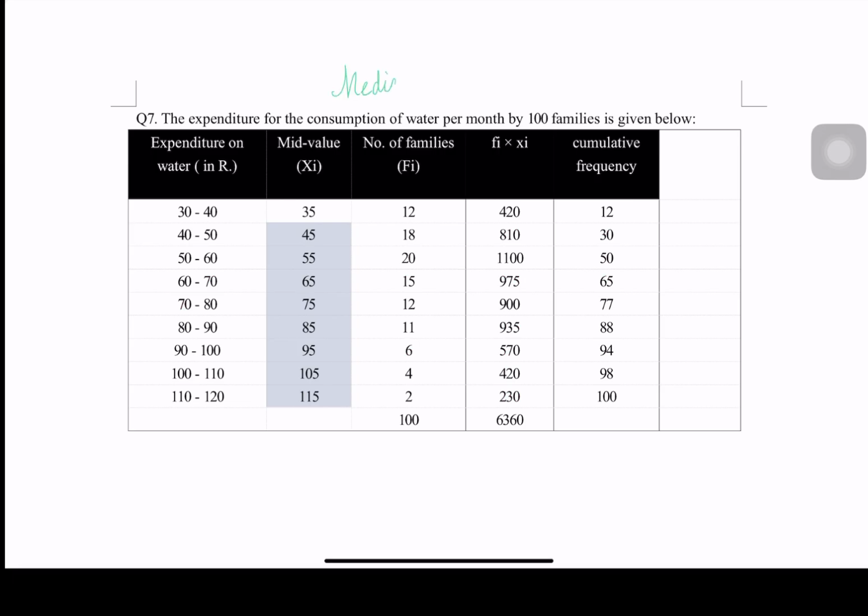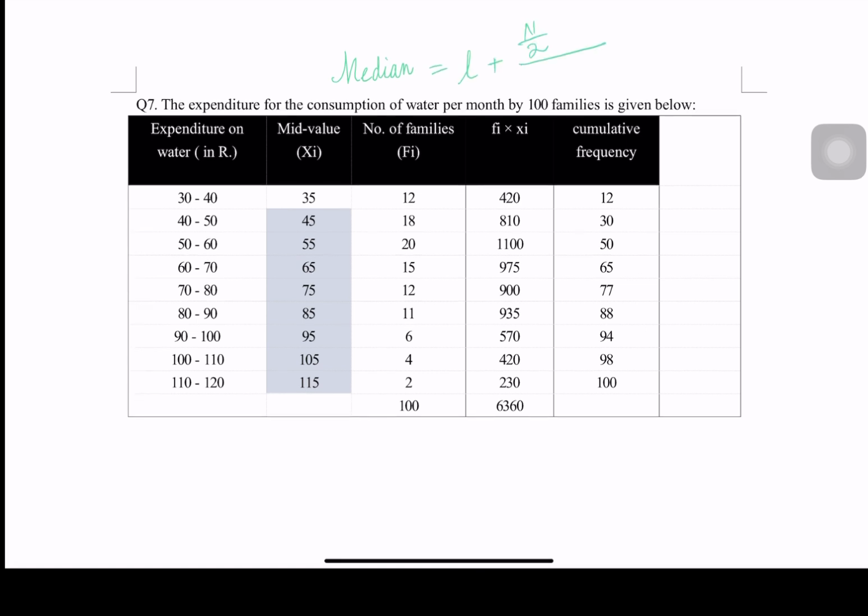Median, what was the formula I told you to learn? So median equals L plus (N by 2 minus C) divided by F, into H. So this is the formula. Here, N by 2 is very important. You have to remember to consider N by 2 to find the median.